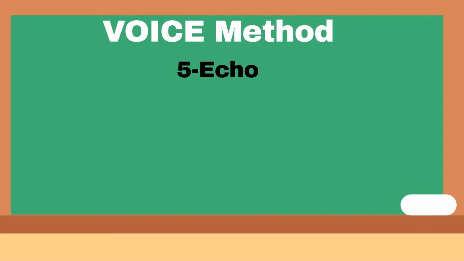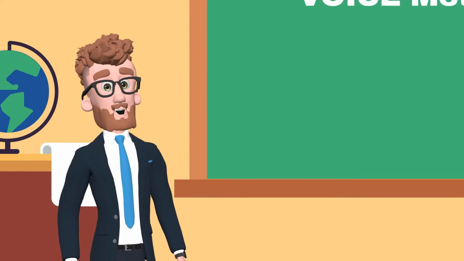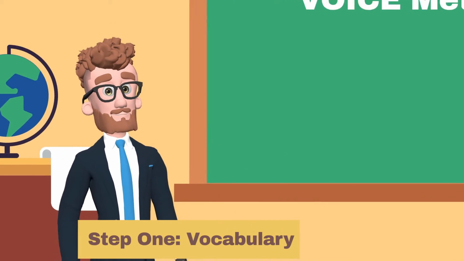Step 5. Echo. You'll repeat Step 3 multiple times. Repetition is the secret to fluency. That's the voice method, and now it's time to begin. Let's go with Step 1.